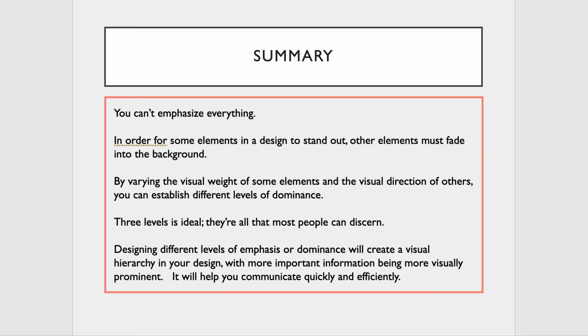Ideally, 3 levels of dominance are what most people can discern, or less. More starts to make it complicated and hard. By designing different levels of emphasis or dominance, you'll create a visual hierarchy in your design so that you will help lead people through by communicating quickly and efficiently, and they will appreciate you for it.